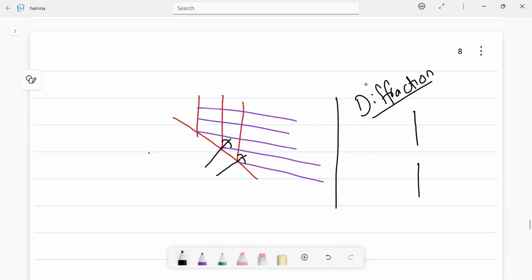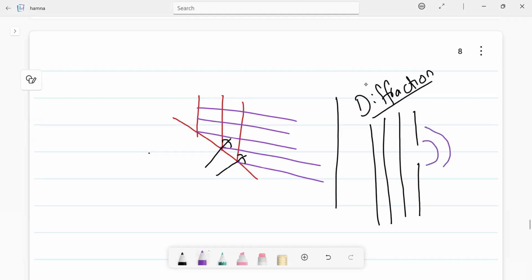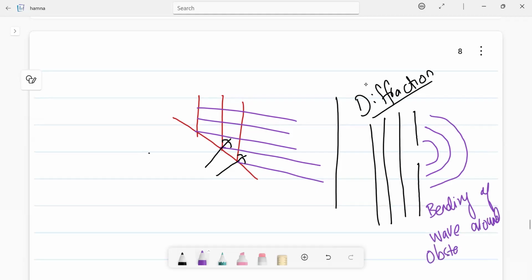the only thing we need to keep in our mind is कि if we have an opening in front of a wave, what would we observe? The wave coming out of this opening. How would they look? They kind of spread out. Yes, they would look circular. This bending of wave around obstacle is known as diffraction.